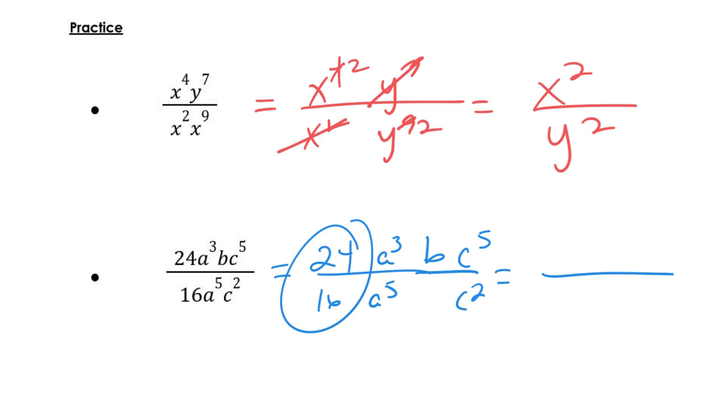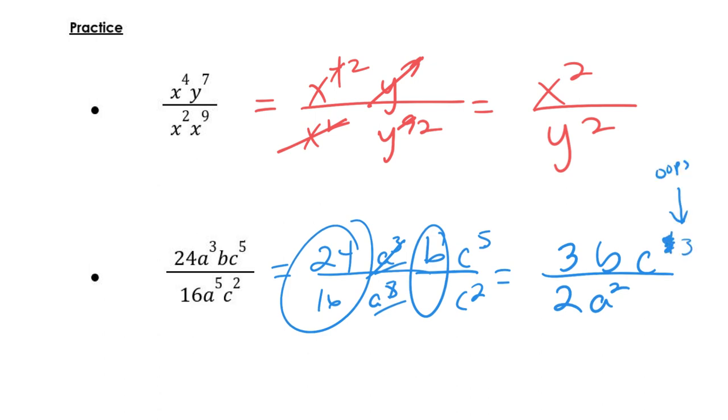24 and 16, 8 goes into both of those, gives us 3 over 2. We have 3 a's on the top, 5 on the bottom, so when I cancel them out, I'm going to be left with 2 a's on the bottom. There's a b, but there is another b, so it just stays by itself. And then we look at the c's. There's more c's on top, so there's 5 on top, 1 on the bottom, which leaves us 4 on the top. 3bc to the fourth divided by 2a squared.